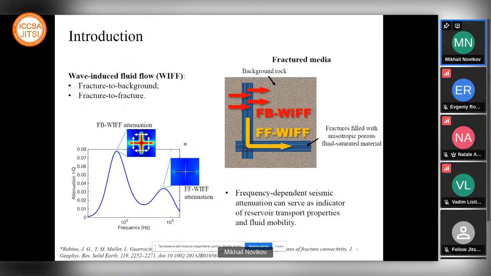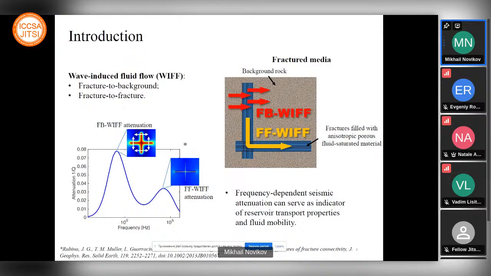And one promising characteristic in seismic, which is studied recently, is seismic attenuation. Recent studies in the last 10 years showed that there are several dominant mechanisms of seismic attenuation in fractured fluid saturated porous media. And one of the most interesting mechanisms is the so-called wave-induced fluid flow, which is usually divided into two types: the fluid flow between the background rock and fractures, and also the fluid flow between the connected fractures. Each type depends on its own characteristics and properties of the media, and has its own characteristic frequency.